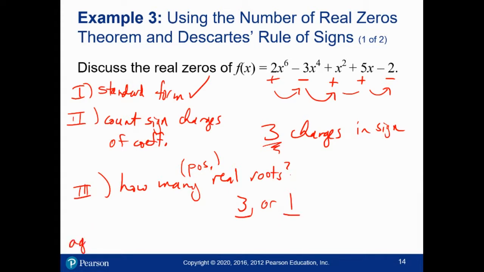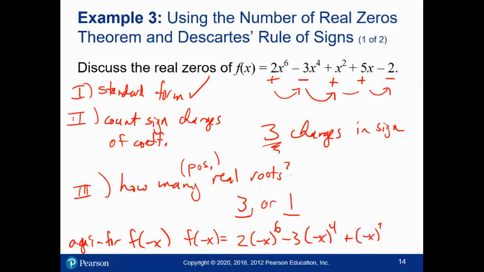Then you can do this again for f of negative x. So what we're going to do is compute f of negative x, which is 2 times negative x to the 6th minus 3 times negative x to the 4th plus negative x squared plus 5 times negative x minus 2. The good news is, what's negative x to an even power? It's just x to that power. So this is just going to be 2x to the 6th minus 3x to the 4th plus x squared. Even powers don't care about plugging in a negative x. But this term right here changes. Instead of the original being plus 5x, now it's minus 5x minus 2.